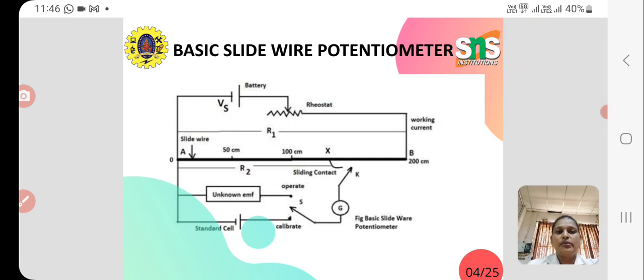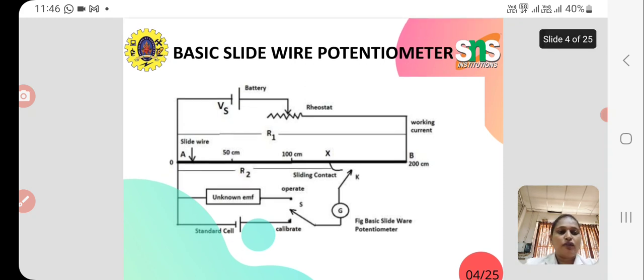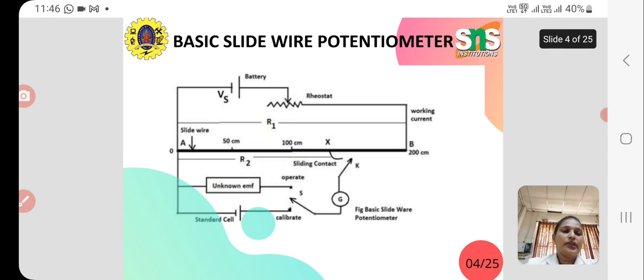First we need to calibrate this potentiometer. For that we need a primary circuit which comprises a battery and rheostat, and then a secondary circuit which has an unknown EMF, a standard cell, and a switch for calibration purposes. The switch selects between the calibration part and the unknown EMF measuring part. We also have a galvanometer for showing null deflection, connected in series with a jockey, which is a sliding contact K.